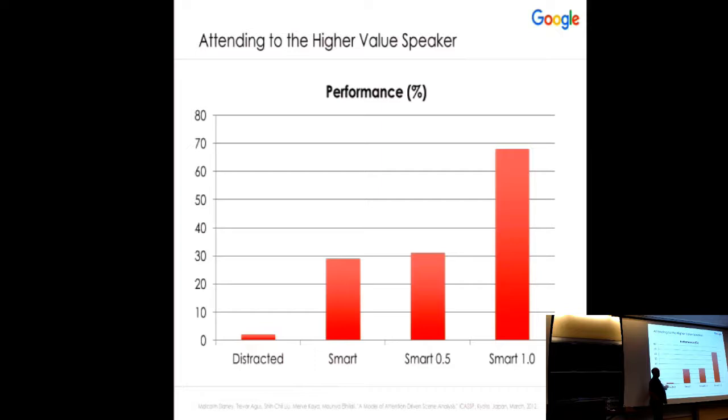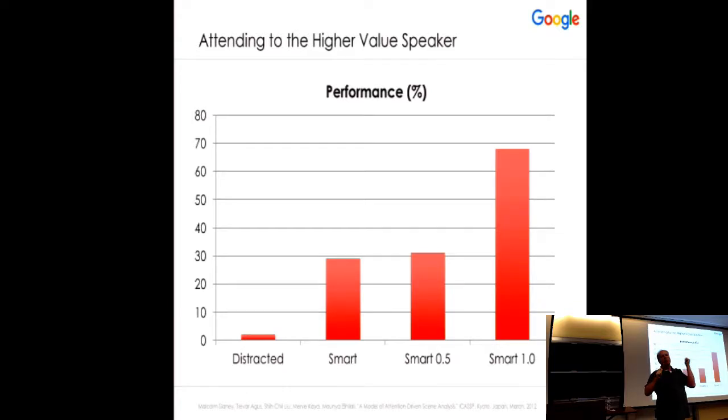The distracted case was where whenever something happened, it immediately switched attention to that side. It's sort of the squirrel effect, people who get distracted easily. So the distracted case did very poorly in this task. But then if you do something smarter, the idea was that if you start hearing something, look at that first digit and decide whether it's high value or not.